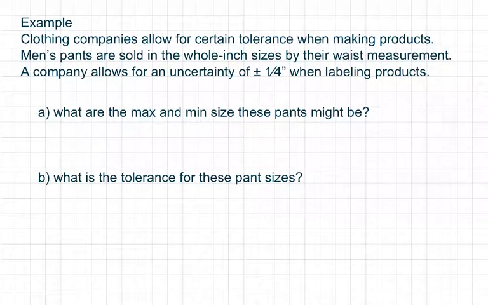So related to shoe size, I got pants here. Clothing companies allow for a certain tolerance when making products. Men's pants are sold in the whole inch size by their waist measurement. So if you have a 34-inch waist, that's the size of pants you buy. The company allows for an uncertainty of plus or minus a quarter inch when they label their products. So you buy a size 34 pants, you might not actually be getting 34-inch waist. It might be a little bit smaller, but it might be a little bit bigger. So what are the max and min size these pants going to be?